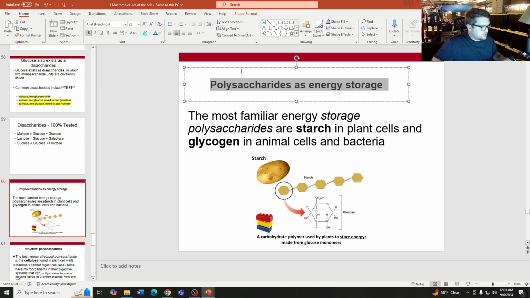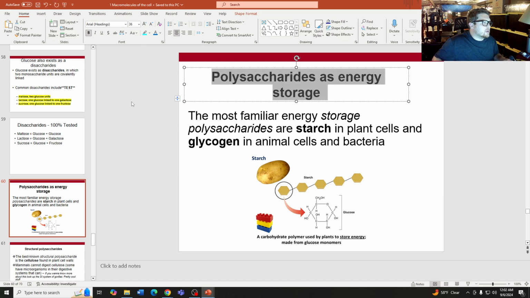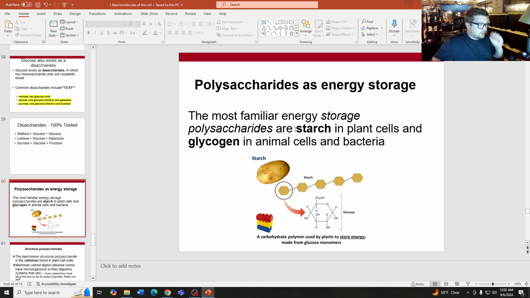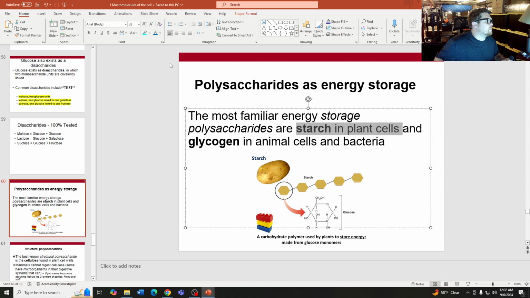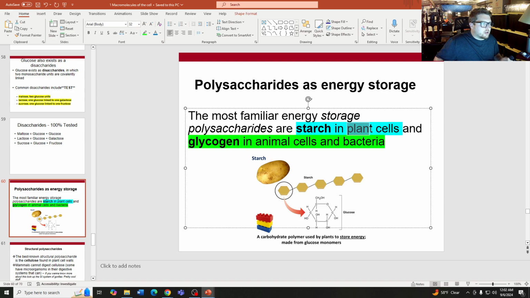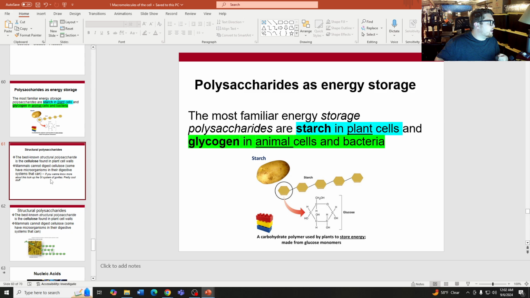Polysaccharides as energy storage. So the most familiar energy storage polysaccharides are starch in plant cells and glycogen in animal cells. Big thing, starch. Starches are for plant cells. Glycogen is animal cells and bacteria. That difference will be a test question. And be sure to read that carefully because you're looking for the word plant cell versus animal cell or bacteria.